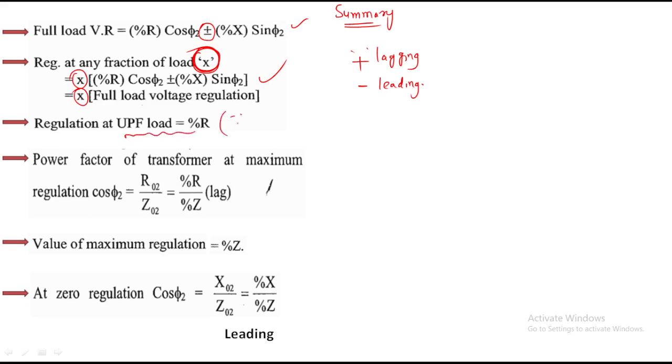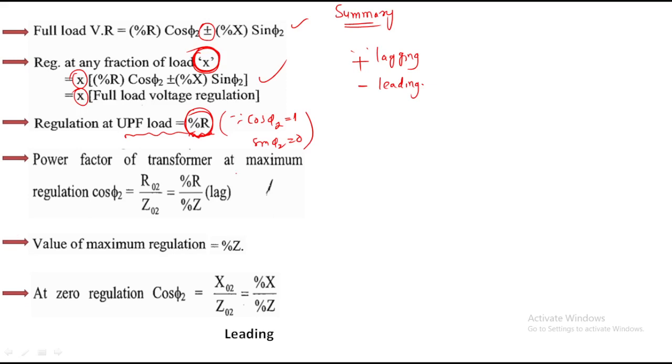Percentage R only. Since what is the condition? Cos phi 2 should be equal to 1 and sin phi 2 should be equal to 0. Only at unity power factor, the value of voltage regulation is nothing but percentage R. At UPF, what is the maximum? What is the efficiency? Maximum efficiency is possible at UPF.